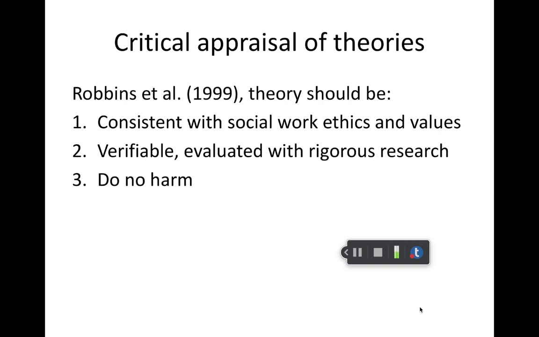In critically appraising theories in social work, Robbins and colleagues said that theories should be consistent with social work ethics and values. Theories should be verifiable and evaluated with rigorous research, and they should do no harm. Now, we find that some mainstream theories in psychology, sociology, and social work do not meet these criteria. For example, some of the theories that we'll study this semester have ideas that are explicitly sexist, racist, and homophobic. This is not consistent with social work ethics and values, and it can be argued that these theories are harmful to those subgroups.